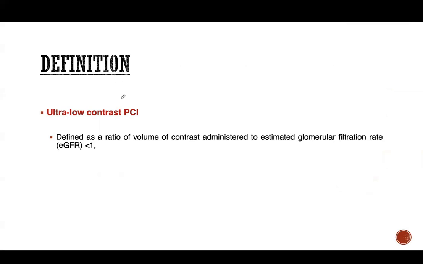So suppose a patient has a GFR of less than 60 or around 60. If the GFR is around 60 and we are using less than 60 ml of contrast, then it is called ultra low contrast PCI.